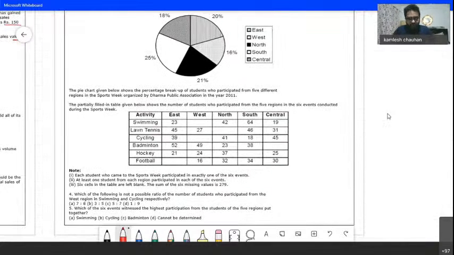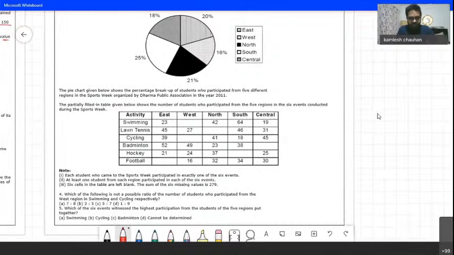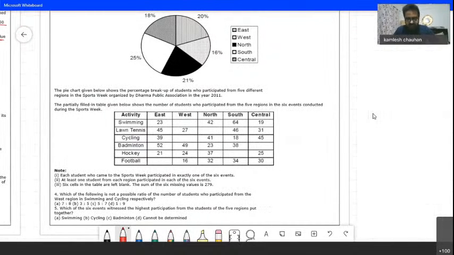Okay, let's solve this one. Question number 4 and 5, everyone. I'll give you around 4 minutes to read and then we'll discuss.